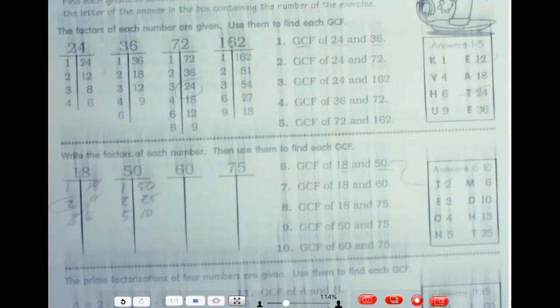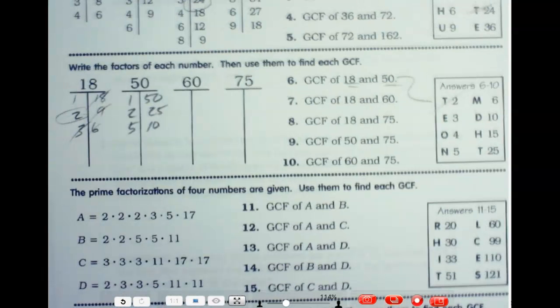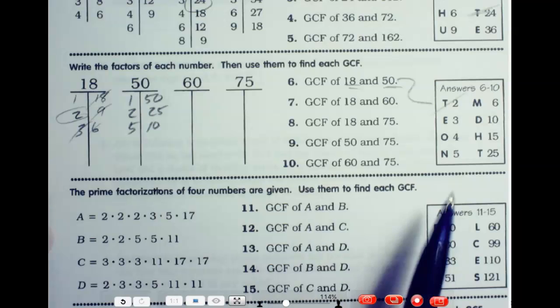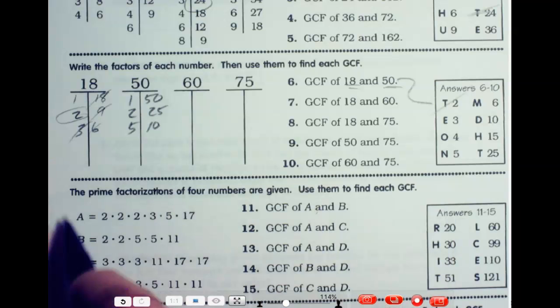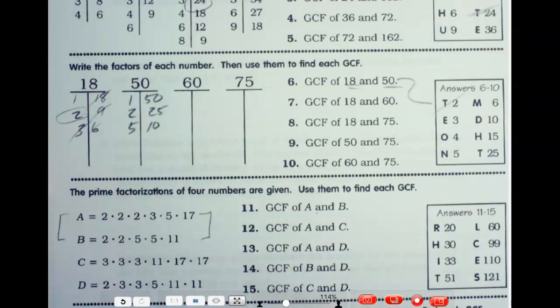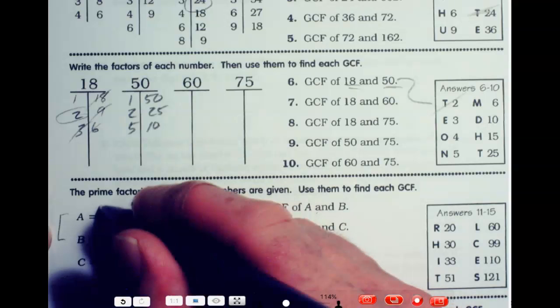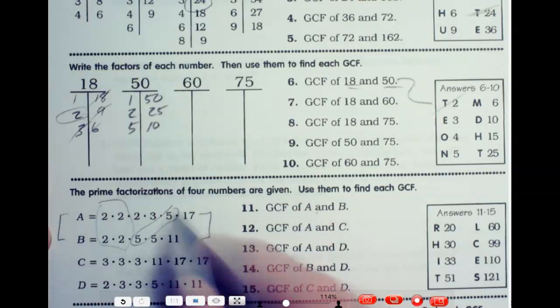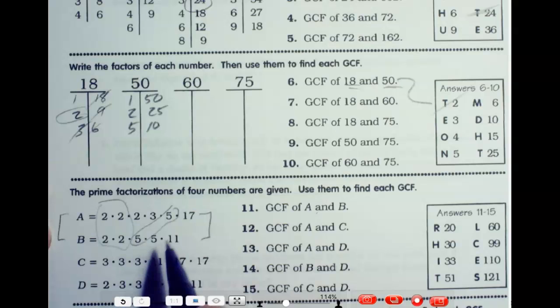Just scroll down. Now this is using the prime factorizations. What they've given you here is the prime factorization of some different numbers. Use them to find the greatest common factor between these numbers. So we're looking for A and B. When you're looking at the prime factorization and finding the greatest common factor, you're looking for what they share. So A and B, they share two 2s, they share a 5. Do they share anything else? No, just two 2s. This one has no 3s.